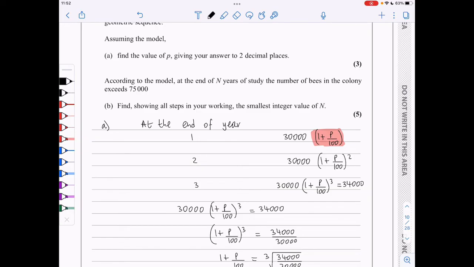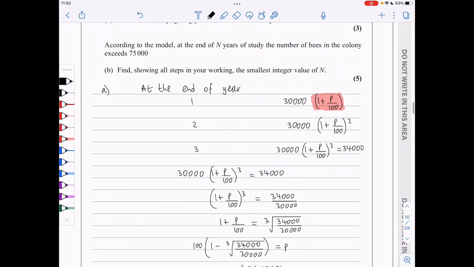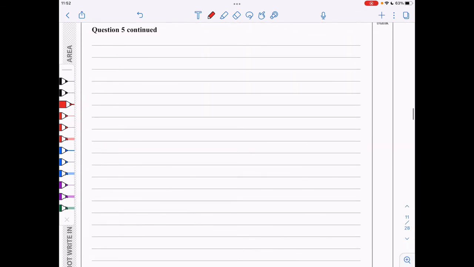Now, according to the model, at the end of capital N years, the number of bees exceeds 75,000, and we need to find the smallest integer value for n. So I will start by saying that after capital N years, what I'll be having here is 30,000 times 1 plus p over 100 to the power of n. And I need to solve this being greater than 75,000. That's the equation we need to solve. So let's start off by writing the equation. We will be using some logarithms here. I will be using full accuracy for the value of p.